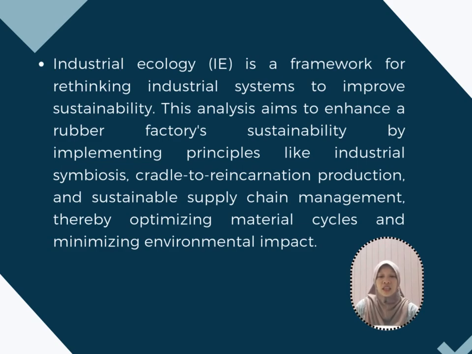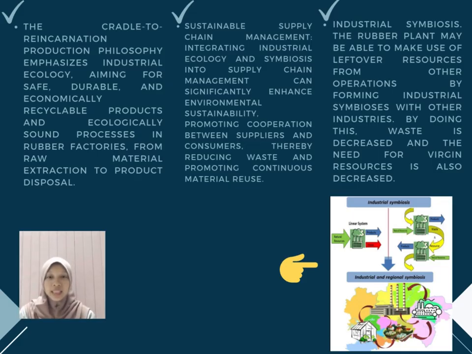Okay, industrial ecology is a framework for rethinking industrial systems to improve sustainability. This analysis aims to enhance a rubber factory's sustainability by implementing principles like industrial symbiosis, cradle-to-reincarnation production, and sustainable supply chain management, thereby optimizing material cycles and minimizing environmental impact. This is the analysis for rubber factory sustainability.